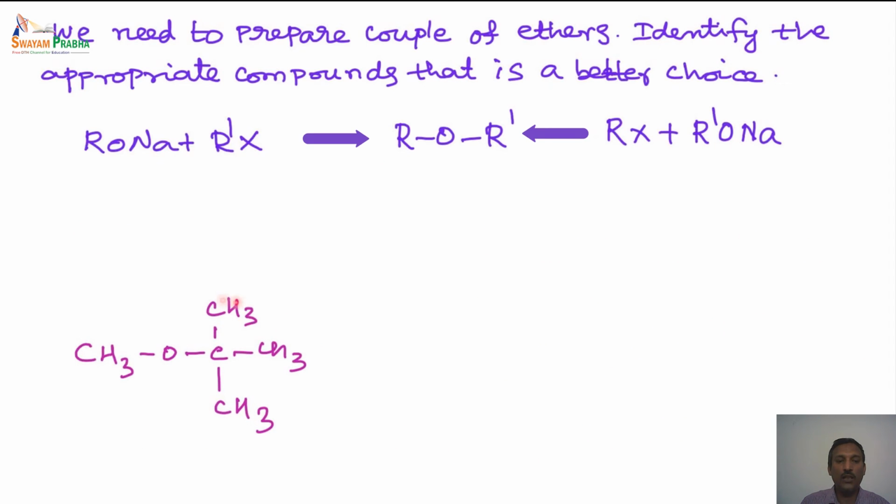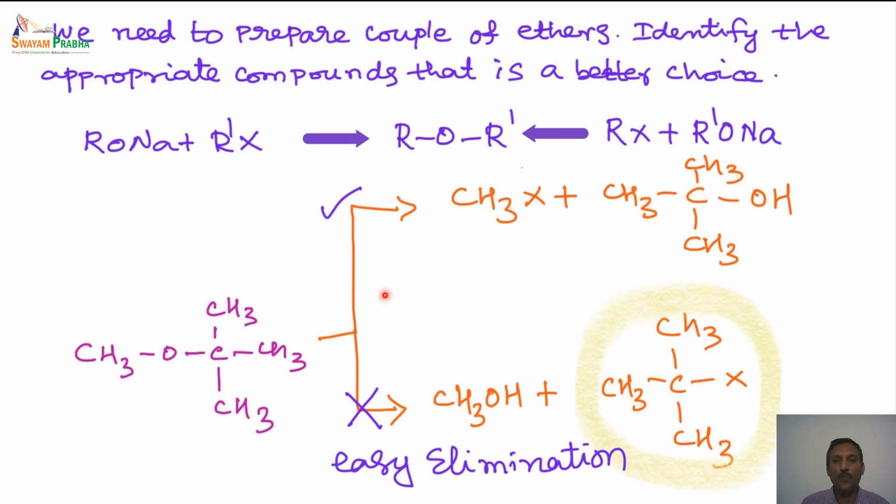So let us go to the other one, that is the tertiary butyl and methyl ether. Now you already know we cannot use the tertiary alkyl halide because this undergoes easy elimination. So this combination is not the preferred combination, and a primary alkyl halide does not undergo elimination. So this primary alkyl halide and the tertiary butanol is the best combination for preparing this particular ether.